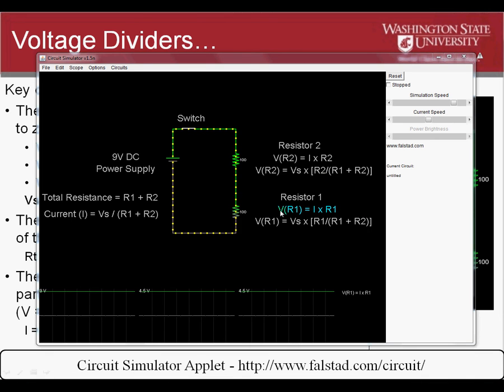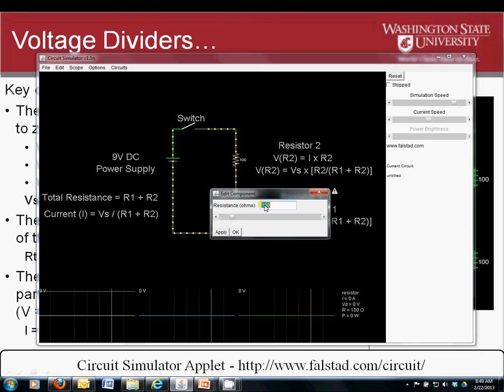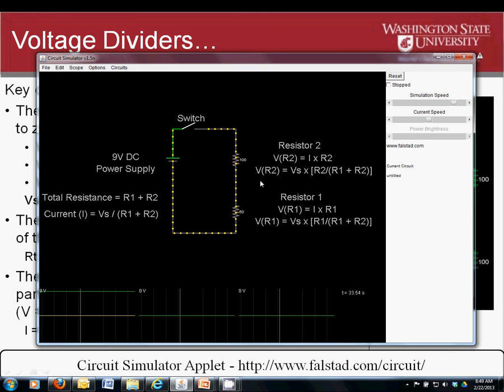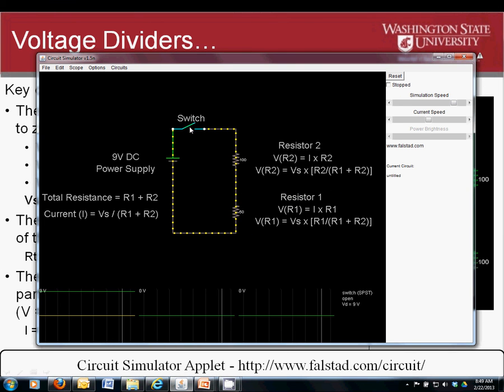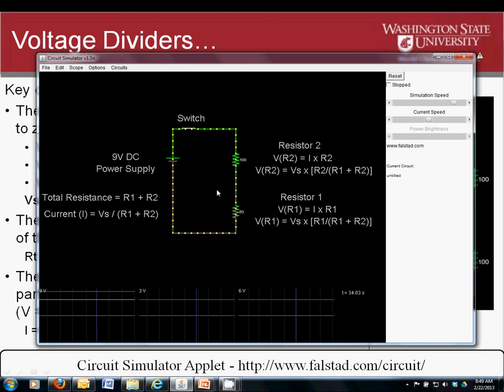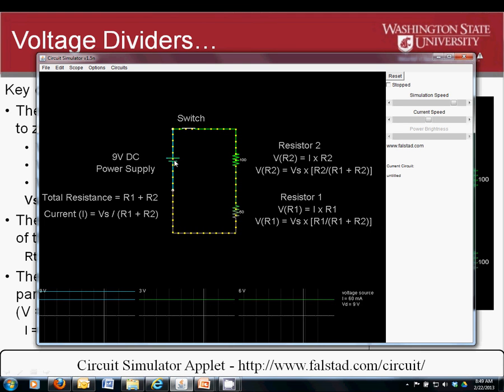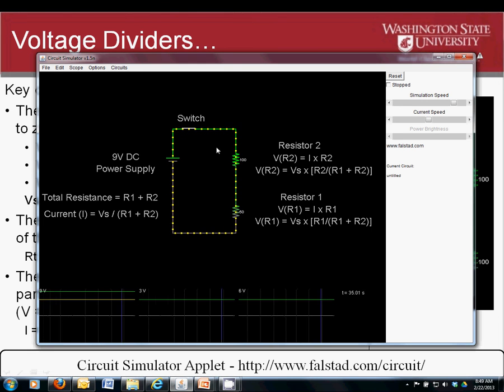Alright, so let's modify the resistance of R1. We'll open the switch, edit R1 to 50 ohms, and now we'll see the effect of this on the system. So switch is closed, and the current has changed. The current going through the system is 60 milliamps now. When you hover, you can see that by hovering over the power supply here, 9 volts, 60 milliamps. Similarly, the voltage drop through each of the resistors is now changed.